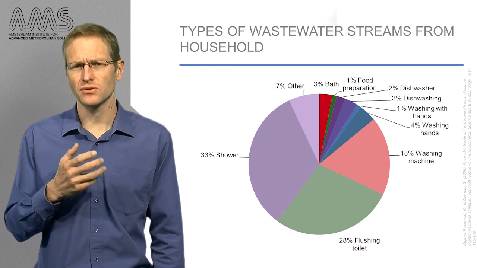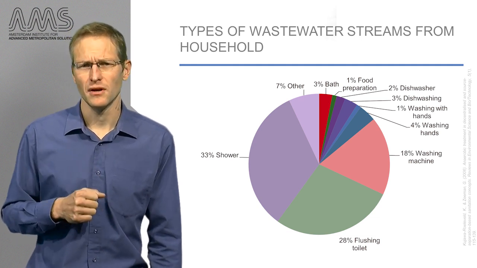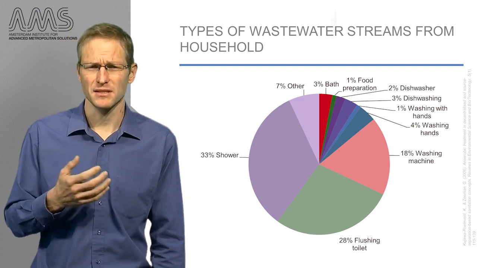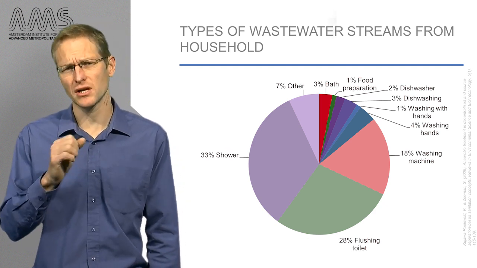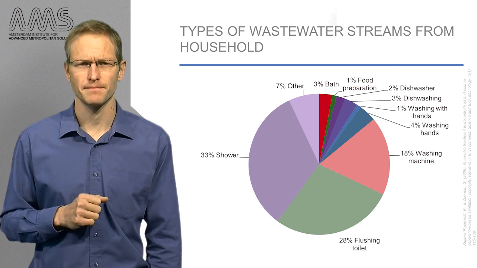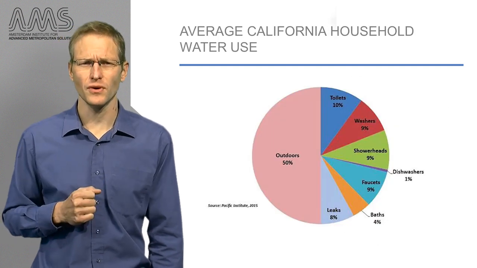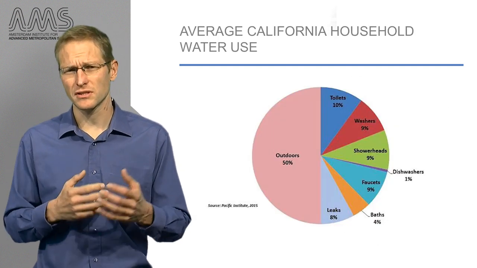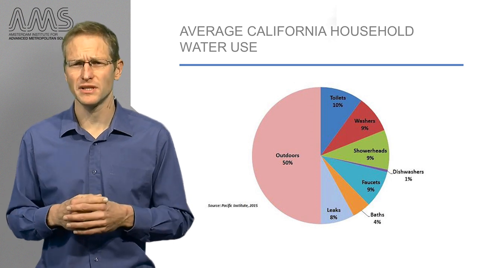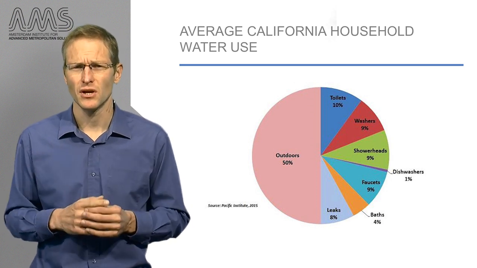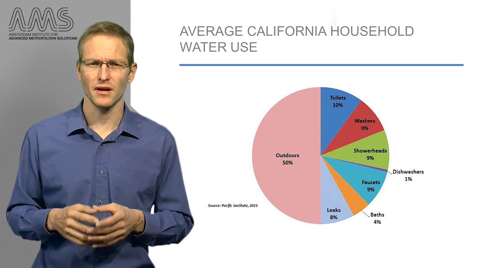But this graph does not include households that use water for watering their grass and plants in the garden, which can be a much larger share than indoor water use. Such as here in California, where household consumption can make up to 900 liters a day, with 50% related to irrigation and watering the gardens.